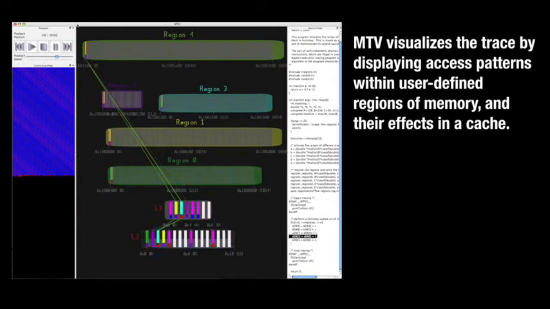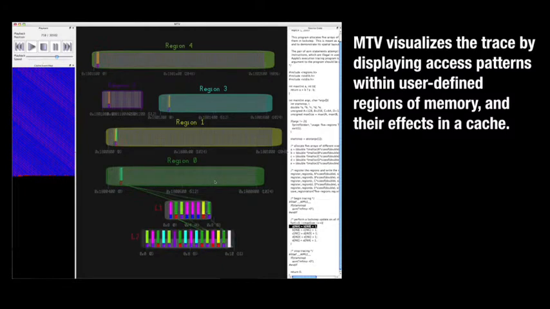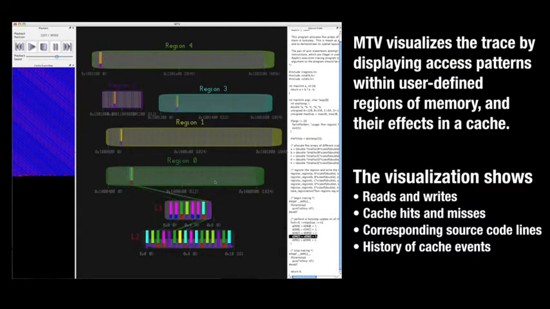MTV visualizes the trace by displaying access patterns within user-defined regions of memory and their effects in the cache. The visualization shows reads and writes, cache hits and misses, corresponding source code lines, and the history of cache events.